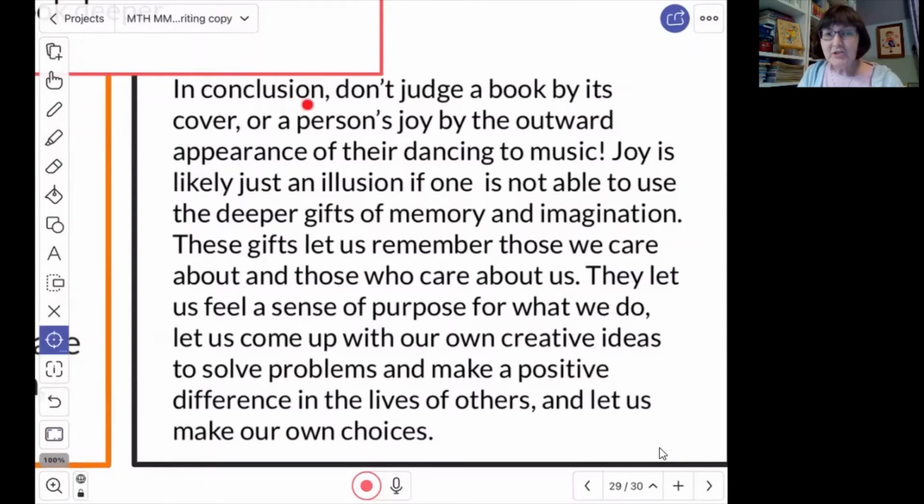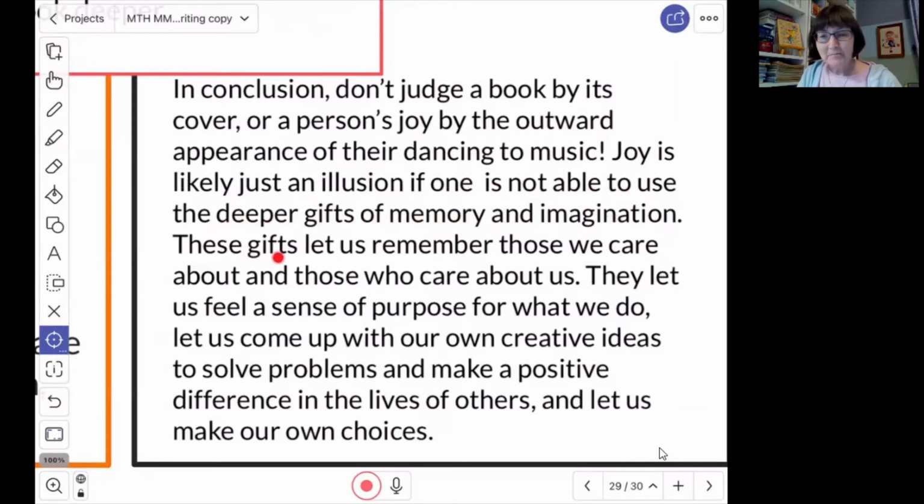I said, in conclusion, and I remembered the expression, don't judge a book by its cover. And then I said, or a person's joy by the outward appearance of their dancing to music. Joy is likely just an illusion if one is not able to use the deeper gifts of memory and imagination. I really wanted to connect that to the water of memory and imagination.